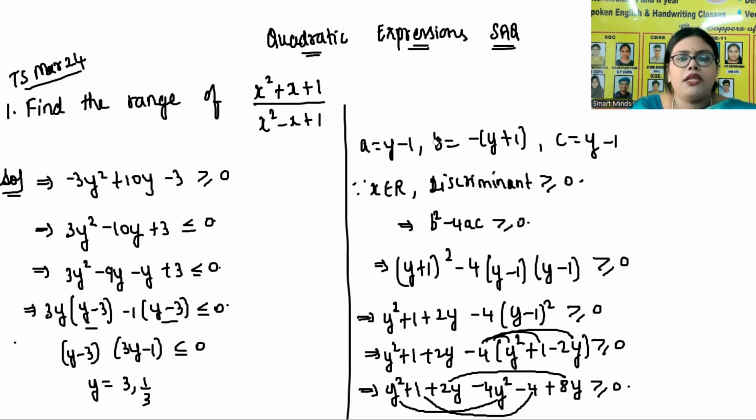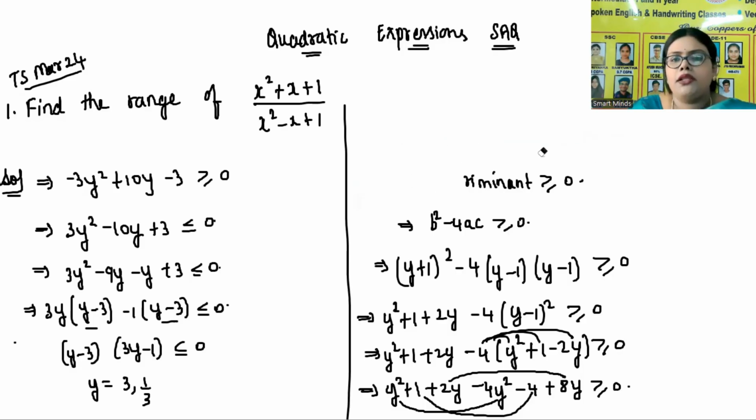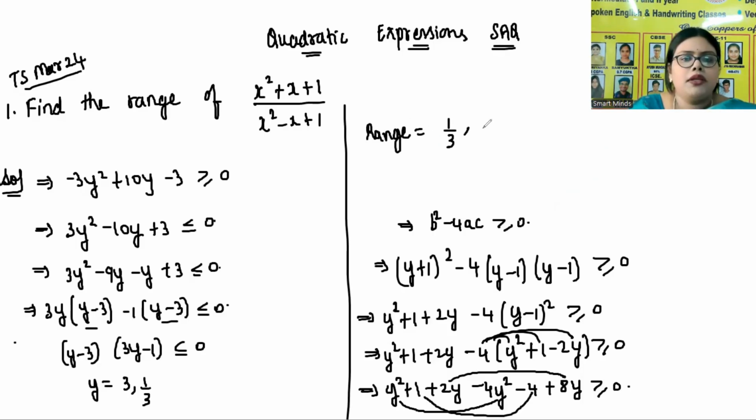So what will be the range? Let me write the range over here. Now which is smaller, 3 or 1 by 3? 1 by 3 is smaller. So first write the smaller number, then write the bigger number. And square brackets are a must because you have equal to also.